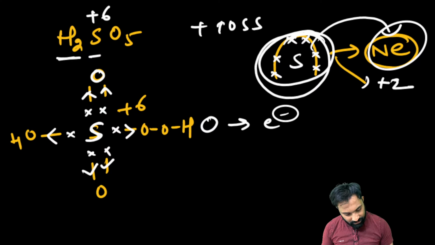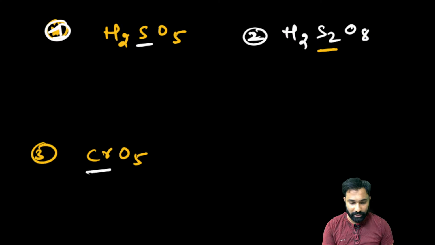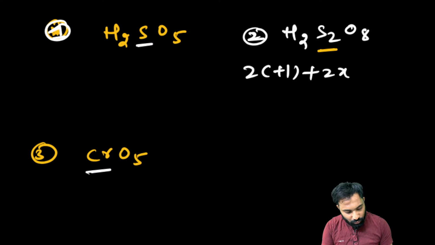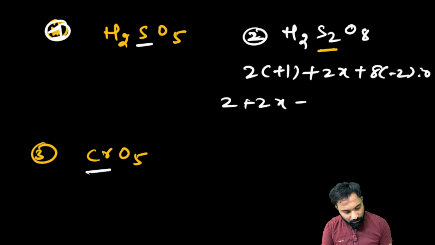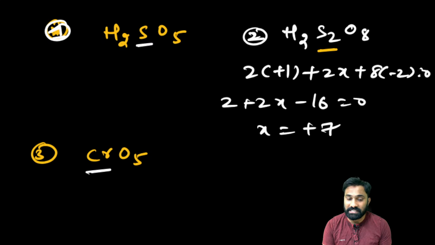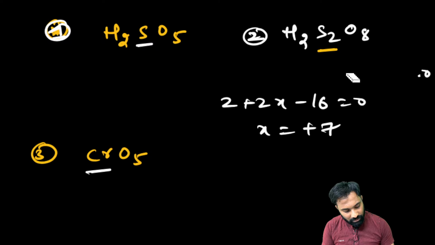Next one is H2SO8. Now if you calculate, you will get 2 plus 1 plus 2x plus 8 minus 2 is equal to 0. Then you will get 2 plus 2x minus 16 is equal to 0, then 2x is 14, so x is equal to plus 7. But sulfur's maximum valence electrons are only 6. Then how will it show the plus 7 oxidation state? So here you have to draw its oxy acid structure.